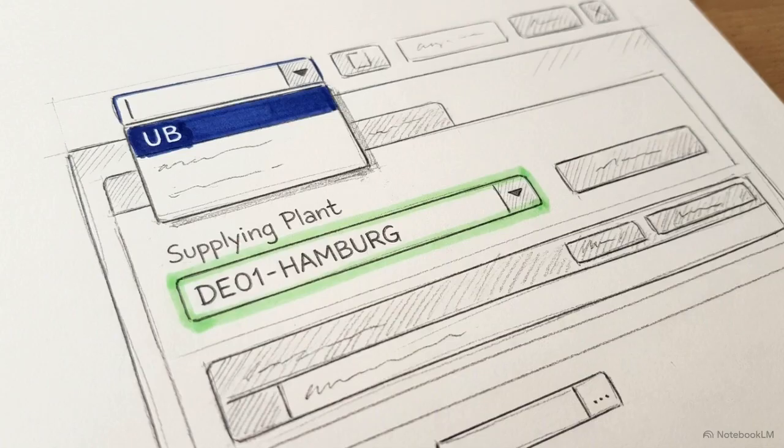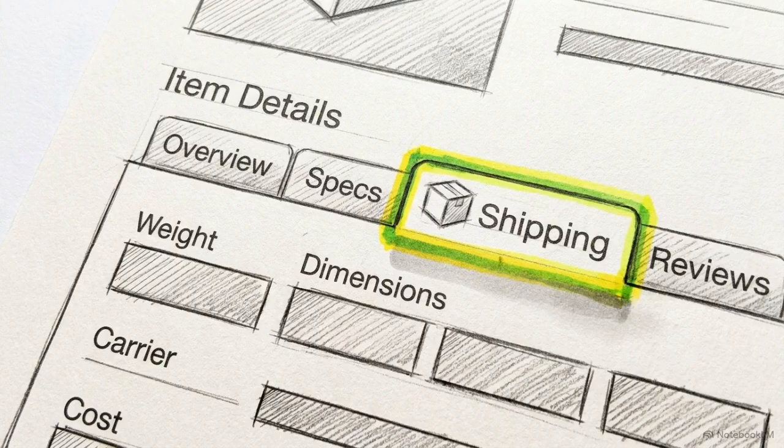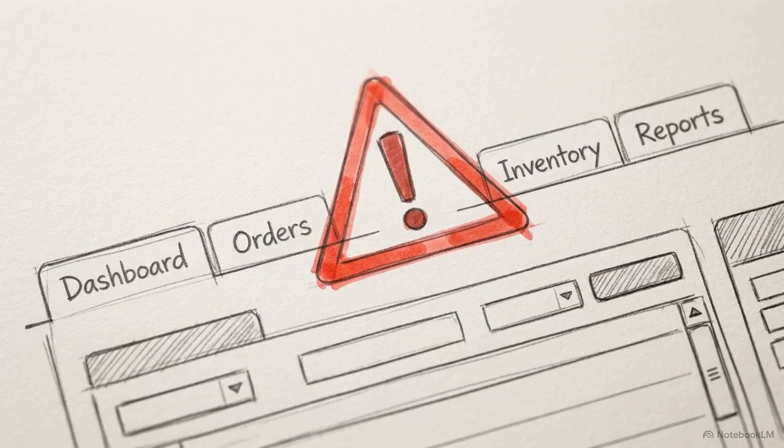Begin by creating the purchase order. In transaction ME21N, select document type UB and enter your supplying plant. A shipping tab should now appear at the item level. If the shipping tab does not appear, the backend configuration is incomplete and the SD delivery route will not function.